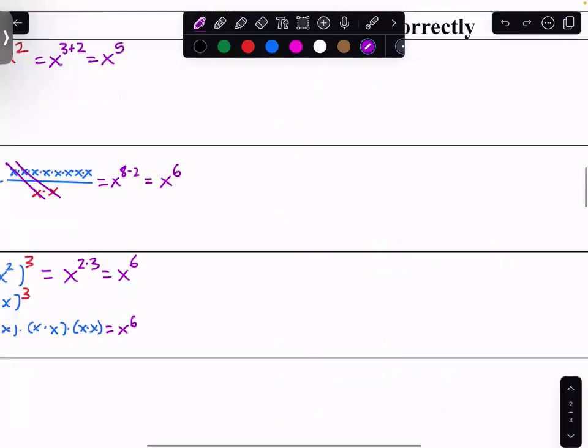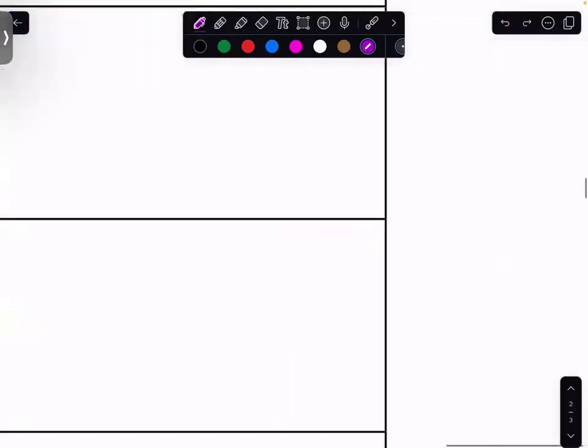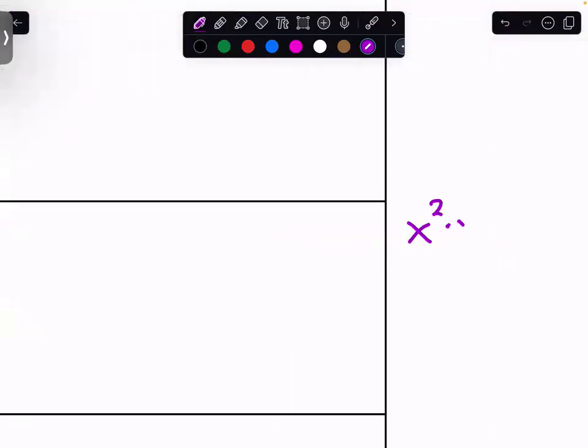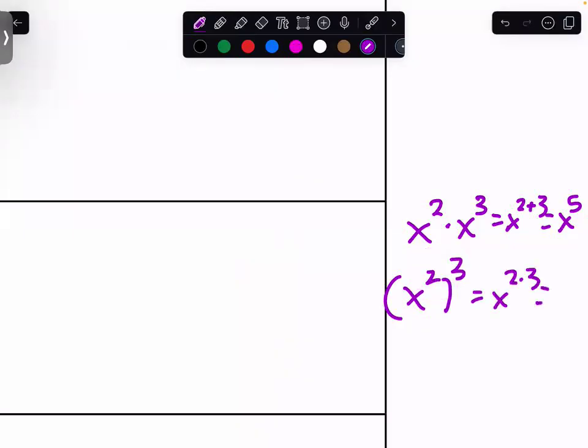Let me just write them side by side so it's easier to see. Here there's two different x's, so you add the exponents. Here there's only one x, so instead of adding them, you multiply. Very, very common to mix up these two situations. Again, the key difference: here there's two different x's, here there's only one.